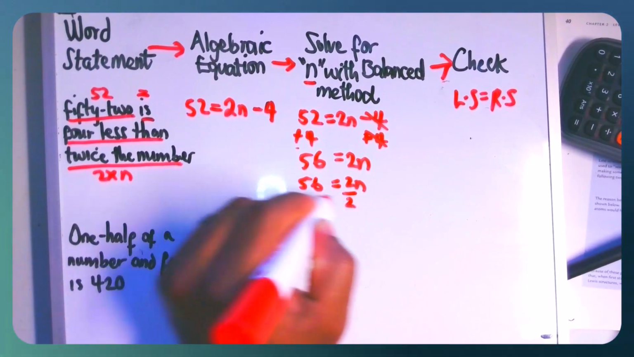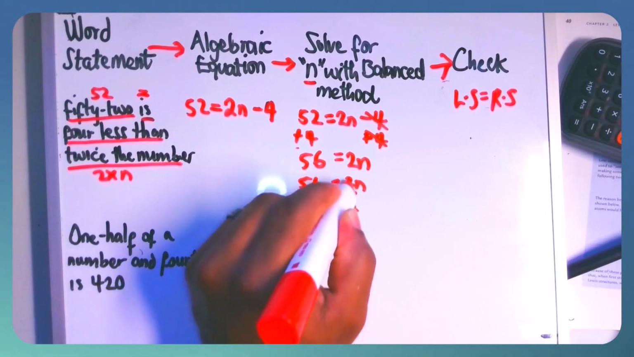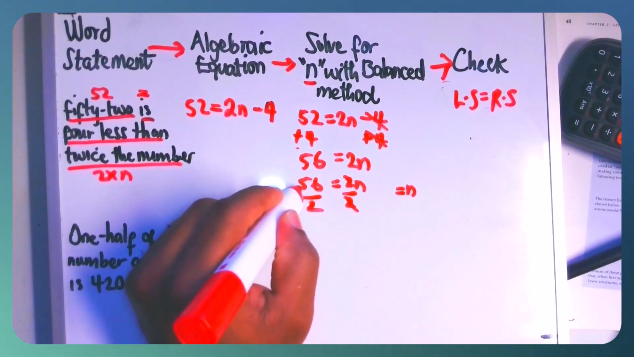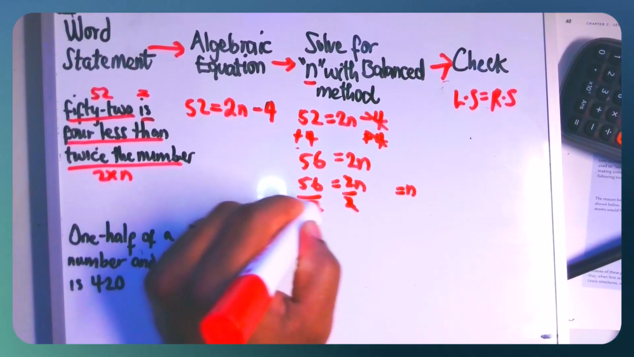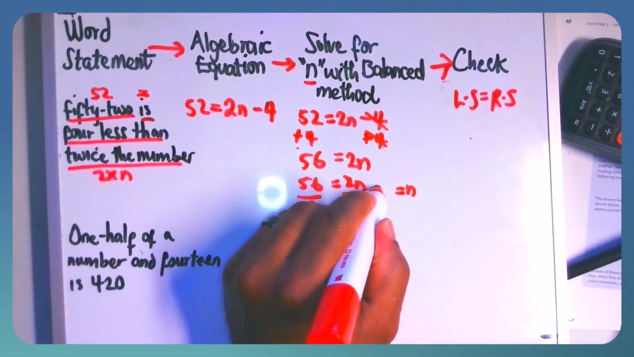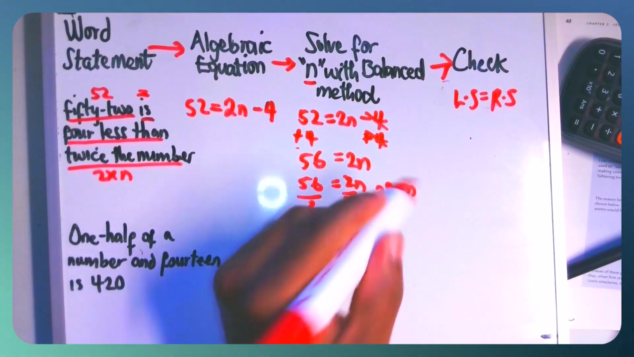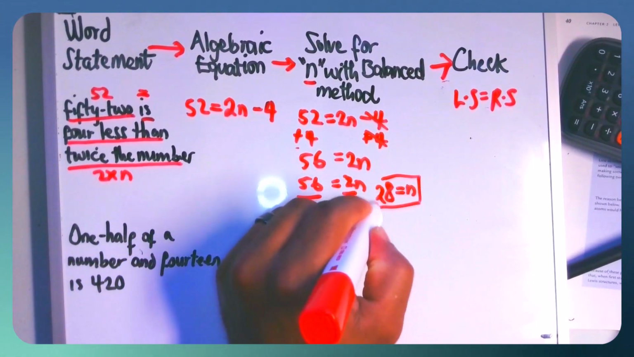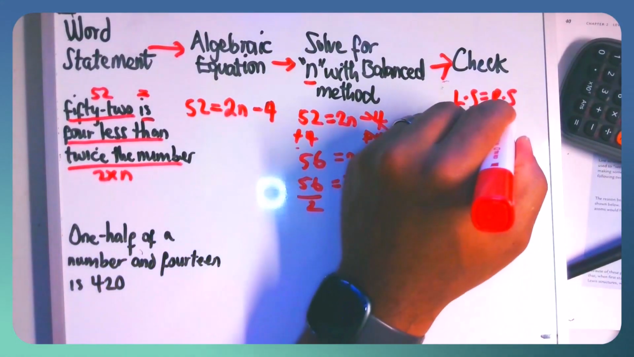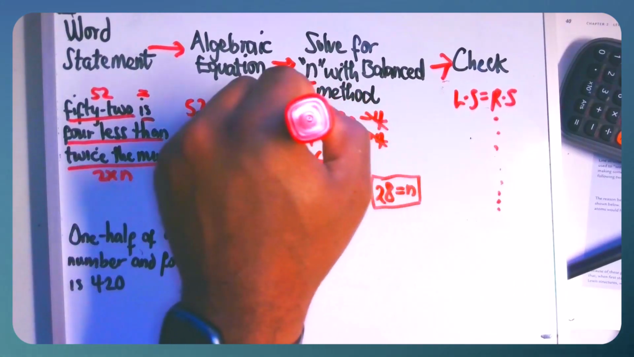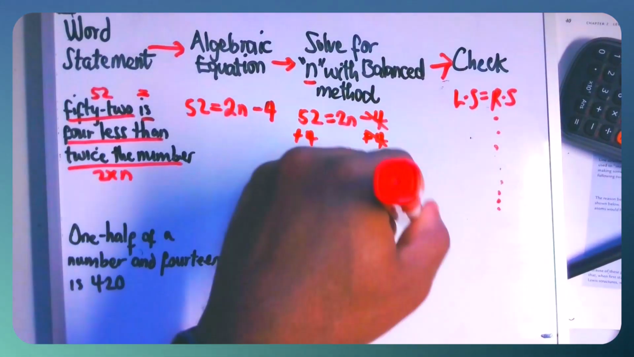So therefore, dividing both sides by 2, we have our right side to be equal to n, and our left side to be 56 divided by 2, which gives us 28. And so once you have this as your answer, n equal to 28, let's see whether the left side is equal to the right side based on the equation and the result here.